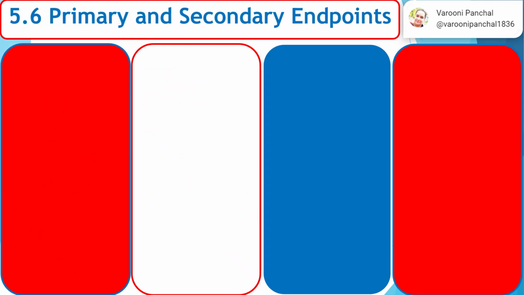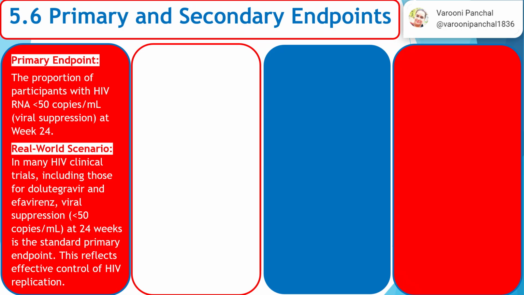5.6. Primary and secondary endpoints. Primary endpoint. The proportion of participants with HIV RNA less than 50 copies per milliliter, viral suppression, at week 24. Real-world scenario. In many HIV clinical trials, including those for dolutegravir and efavirenz, viral suppression, less than 50 copies per milliliter at 24 weeks, is the standard primary endpoint. This reflects effective control of HIV replication.